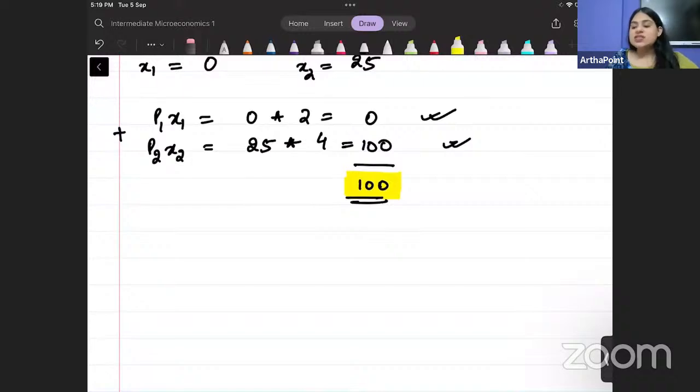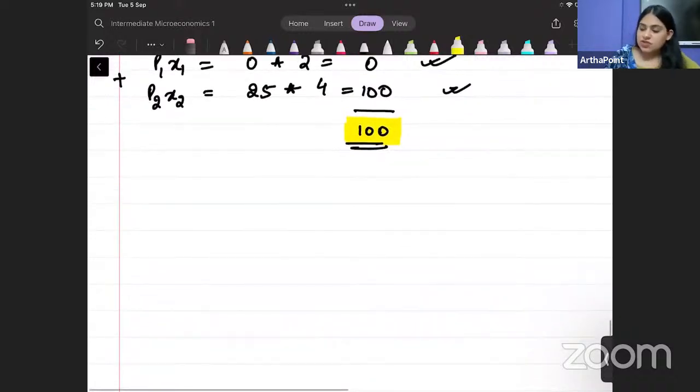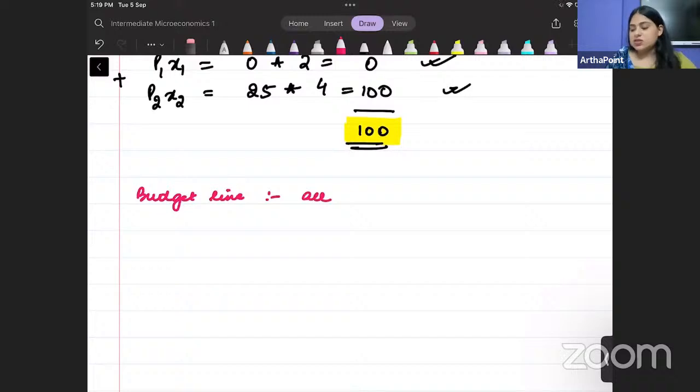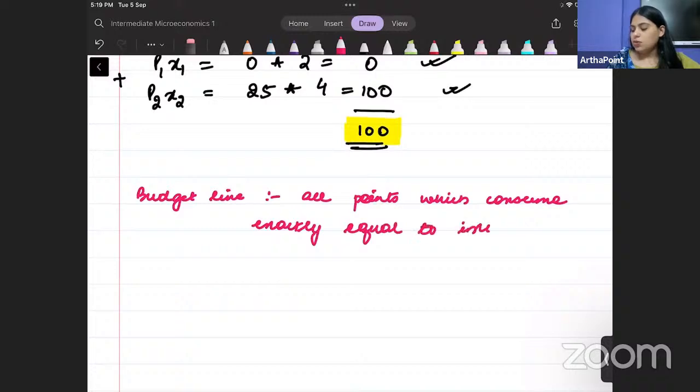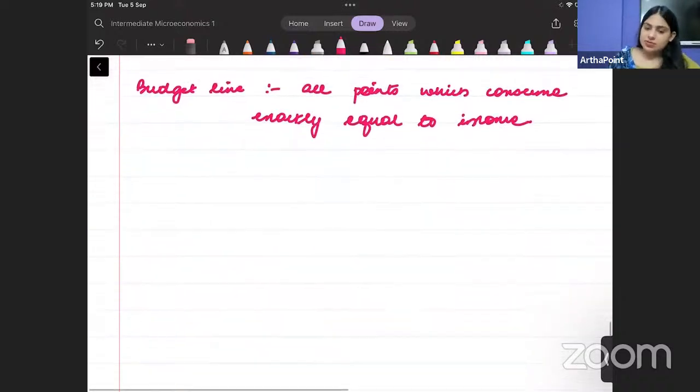So understand that budget line, please write down the definition, will have all points which consume exactly your income. Which consume exactly equal to income. So all points which spend exactly your income become the budget line. अच्छा बेटा, अब आगे समझो.